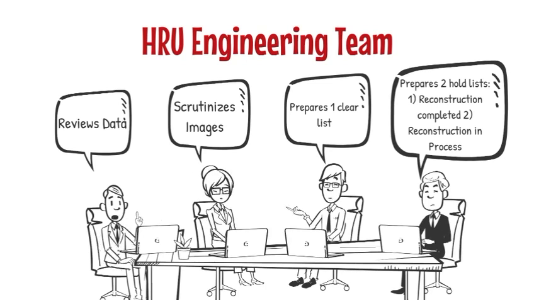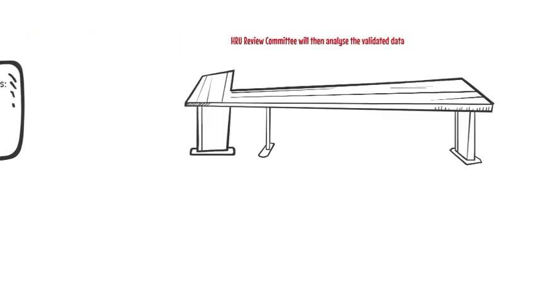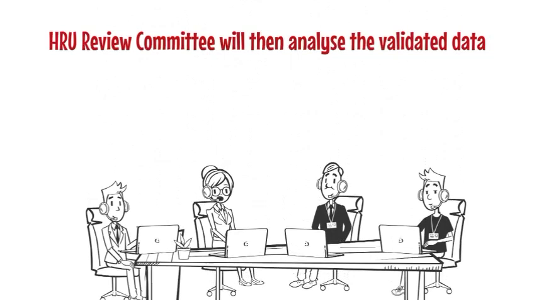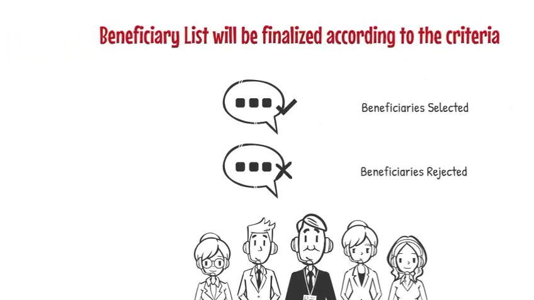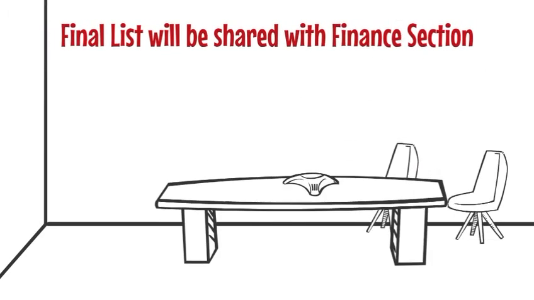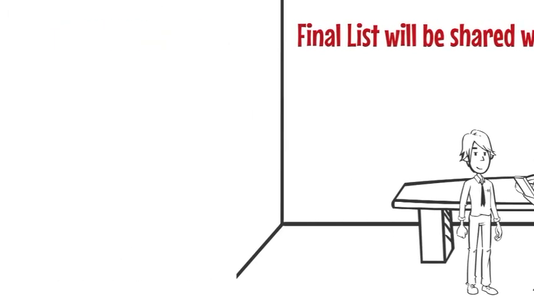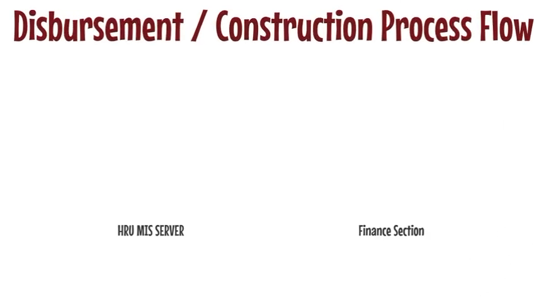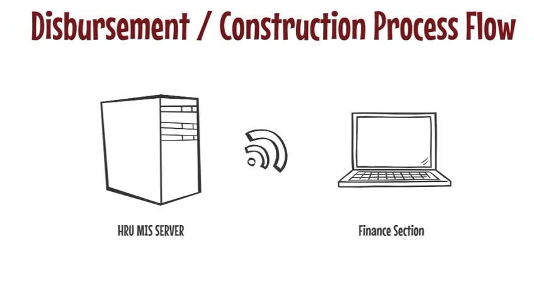The first list will be a clear list, the second will be a list of beneficiaries who reconstructed their house, and the third will be the list of beneficiaries whose house reconstruction is in process. Then the HRU review committee will review the lists and select the final beneficiaries for further process and reject ineligible beneficiaries. The final list will be sent to the finance section. Once beneficiaries are finalized, the disbursement and construction process flow will start.